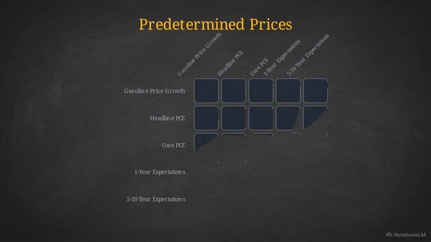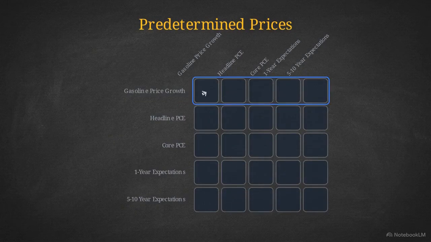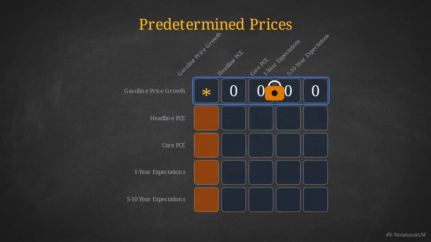Researchers use a structural impact multiplier matrix. Within this 5x5 grid, the top row contains 4 strict zeros. These zeros lock in the assumption that retail gasoline prices are predetermined. Shocks force the model downwards, but domestic metrics cannot force gasoline prices upwards simultaneously.